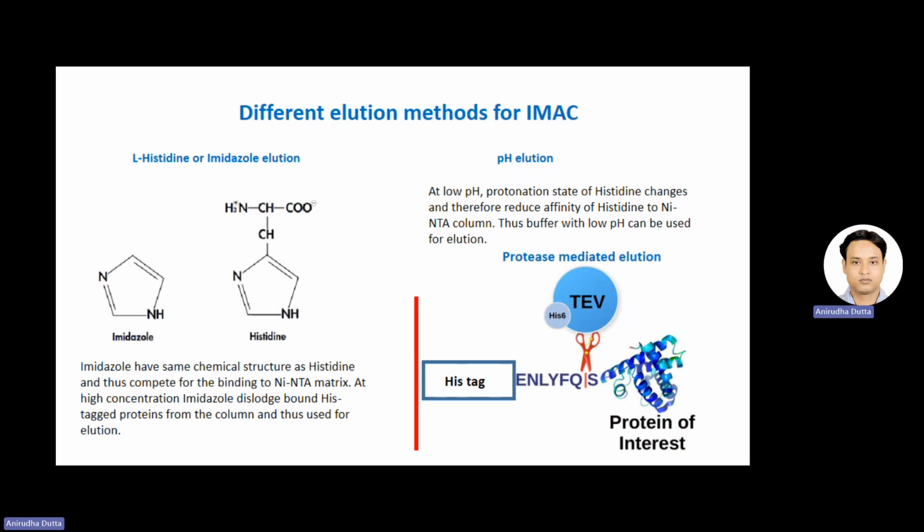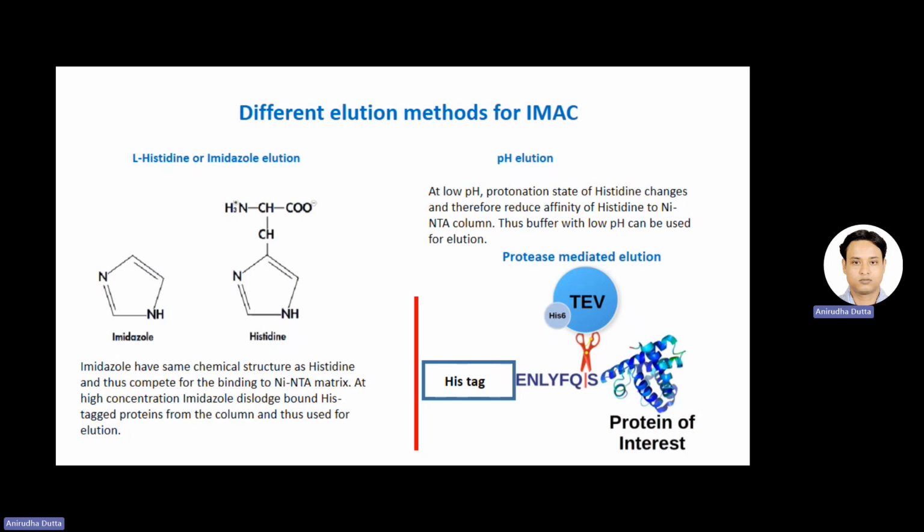So for elution from nickel matrix, the most used method is imidazole elution. We add a higher concentration of imidazole, 300 to 500 millimolar, in the elution buffer. The elution buffer would have exactly the same composition as the binding buffer, only with 300 to 500 millimolar imidazole. So imidazole would elute the His-tag protein from the nickel matrix. Is there any other method by which we can elute His-tag protein from the IMAC? There is another method.